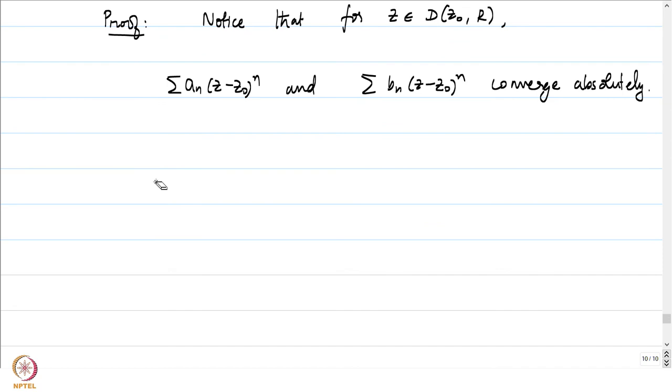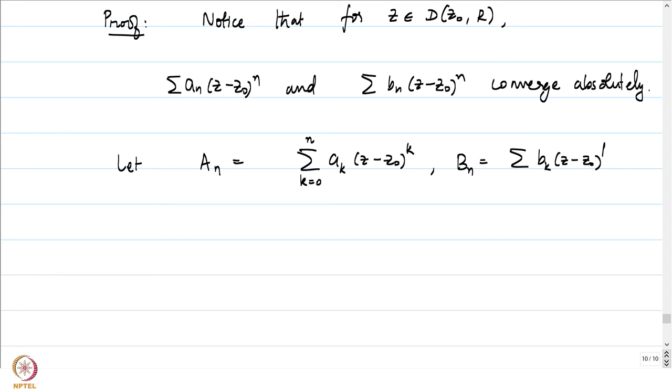Let us give the partial sums a name. Let capital An be equal to the summation ak (z minus z0)^k, where k is from 0 to small n. We know that An converges to f of z. Similarly, let Bn be the summation bk (z minus z0)^k, where k goes from 0 to n.